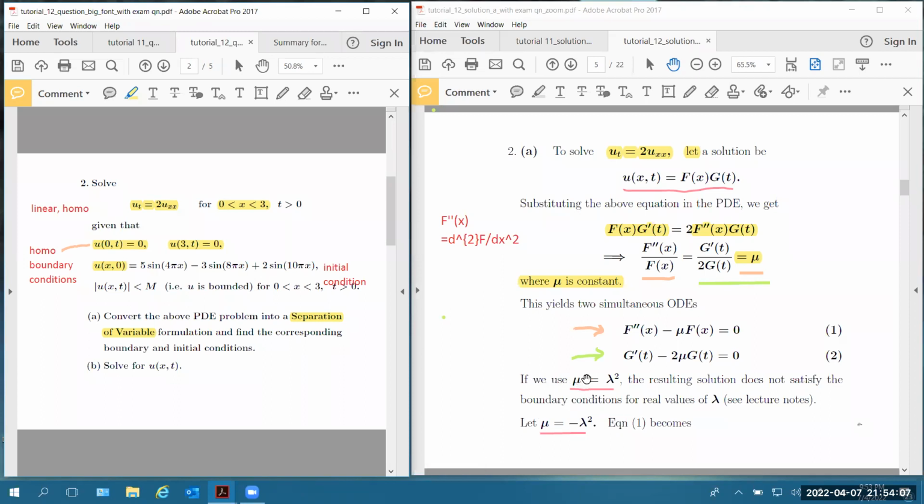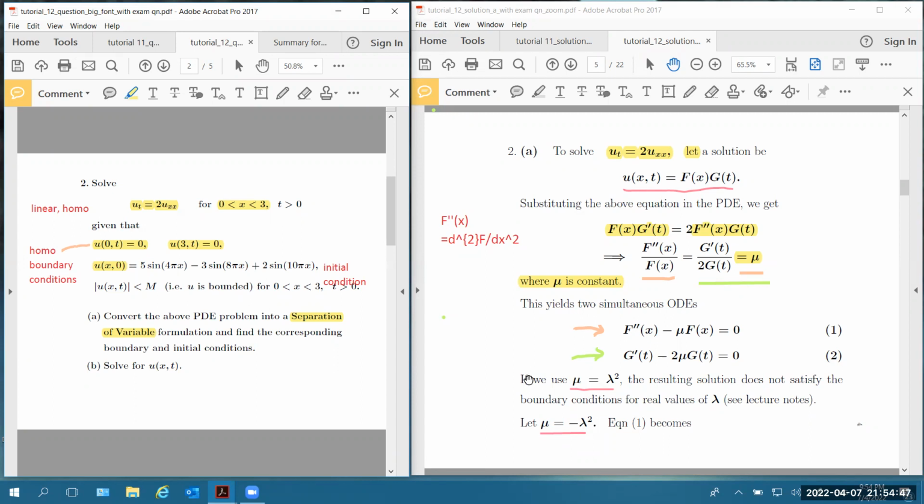So we don't want mu equal to lambda square. We don't want lambda to be a complex number, right? And another thing is, sometimes when you solve, maybe you just get your u(x,t) equal to 0. That's called a trivial solution, so that one we also don't want. We realize that in this kind of situation, only mu negative will give us a meaningful solution.